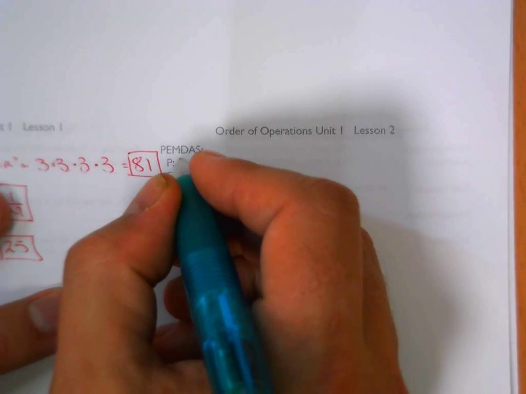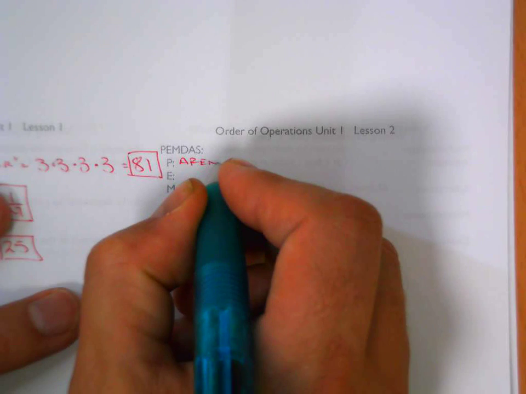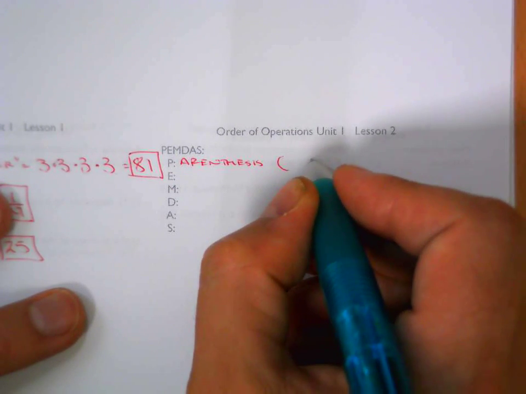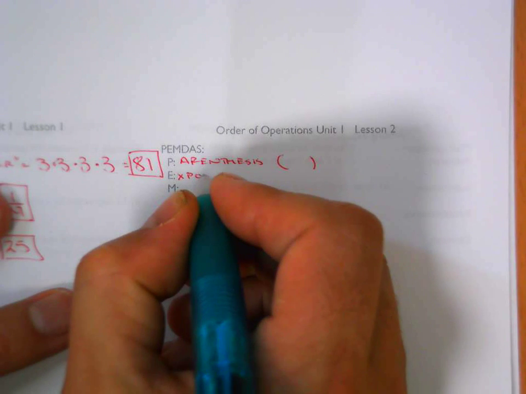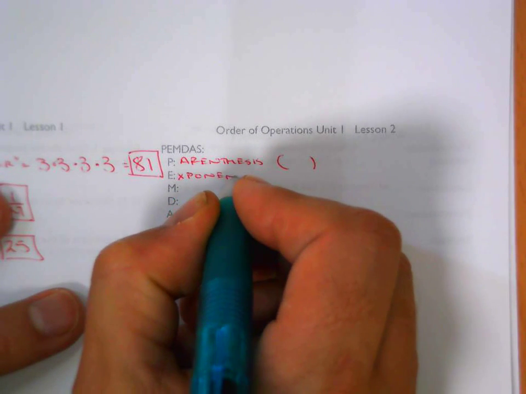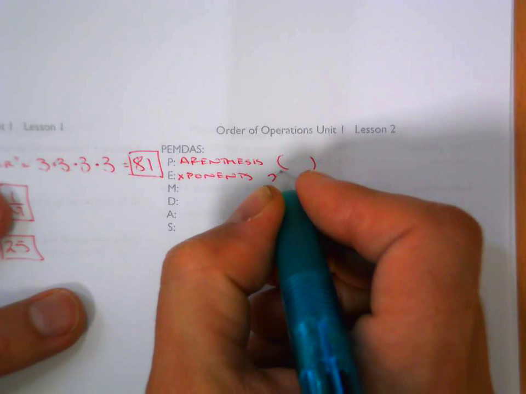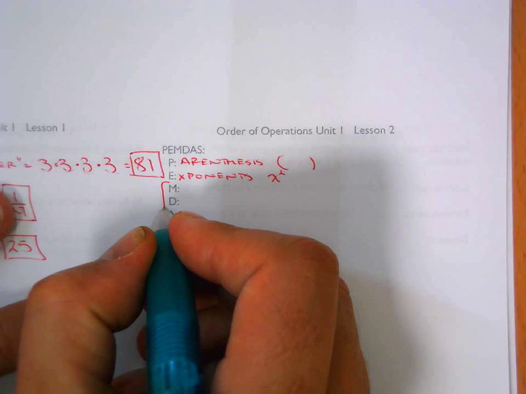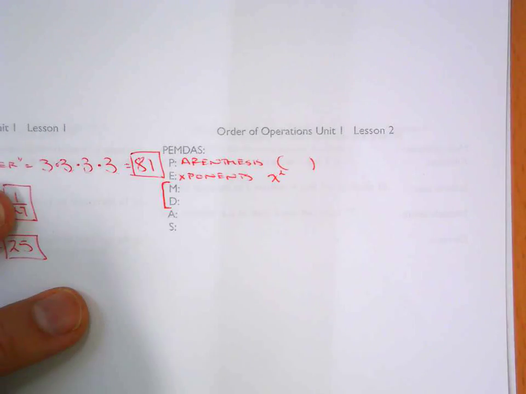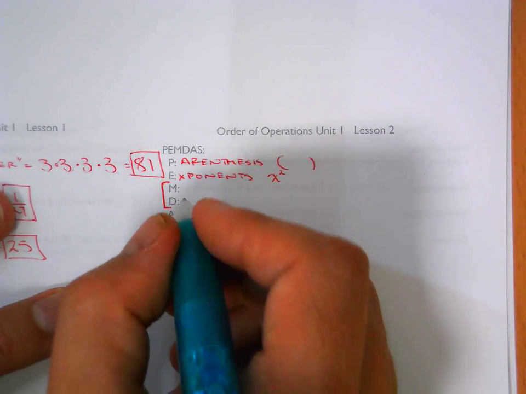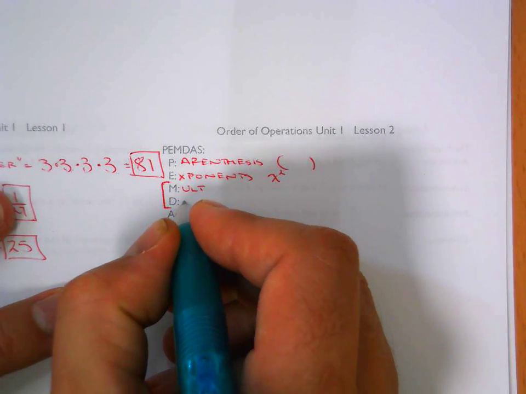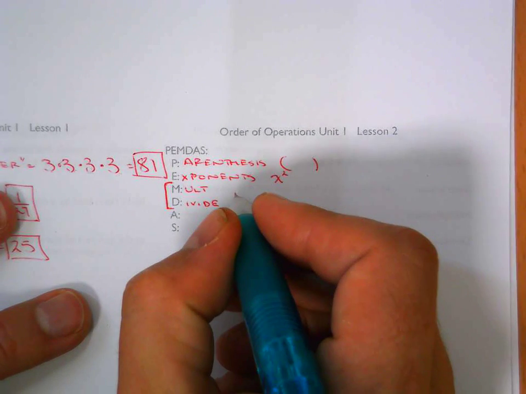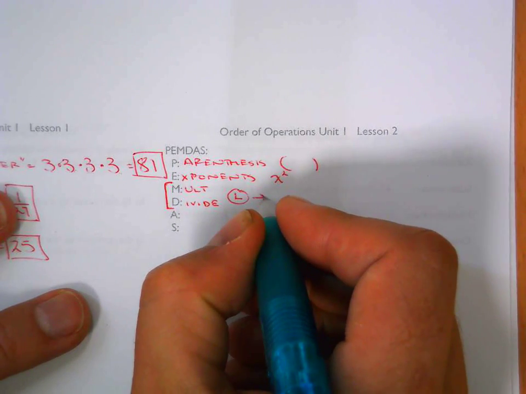The first one is parentheses. So you will always do what's inside the parentheses. And then exponents. So anything to a power, you're going to do that next. And then this is a little bit misleading. Multiplication and division are actually the same step. So multiply, divide. Okay, these are both the same step, and we do that in order from left to right.